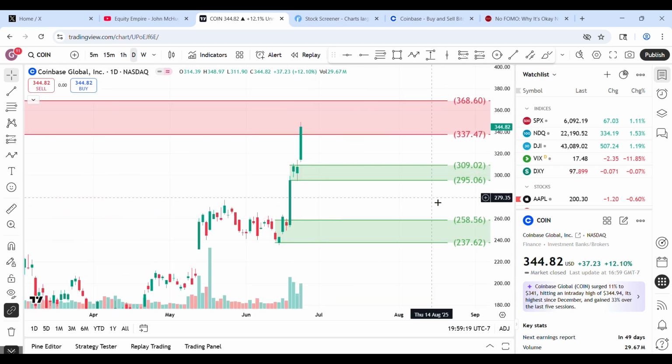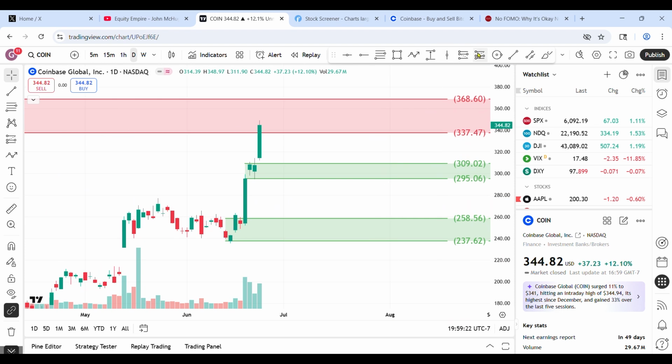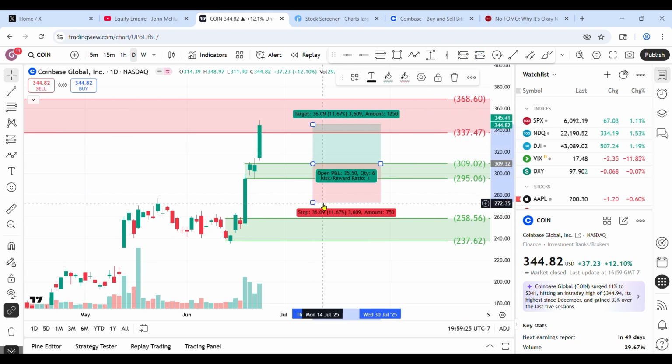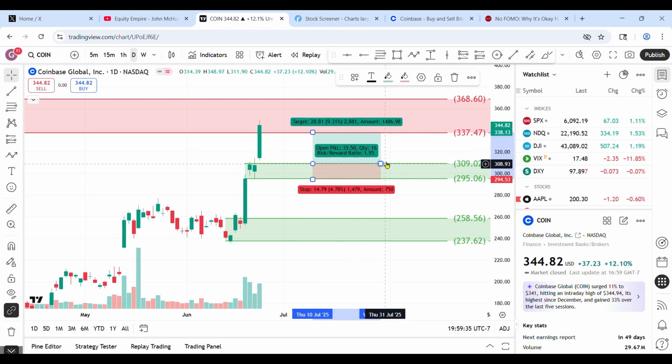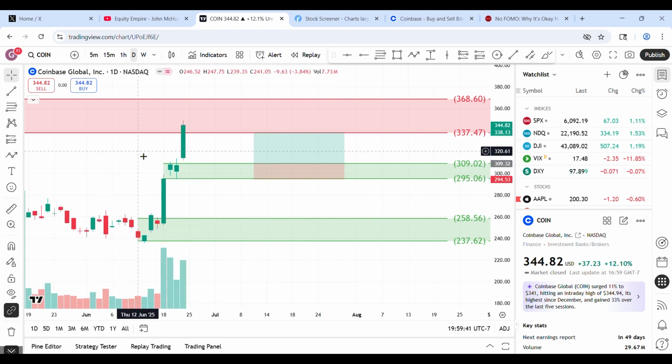So the game plan would be this. We will place a buy limit order at 309.02, protective stop just below 295, and place the target just in front of that resistance level. And that trade setup there has about a 2-to-1 reward to risk ratio. Okay? So that's our game plan.